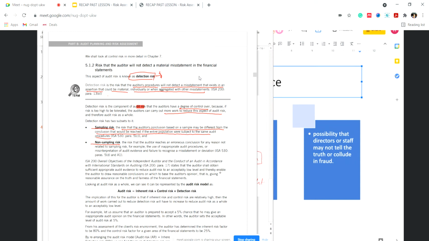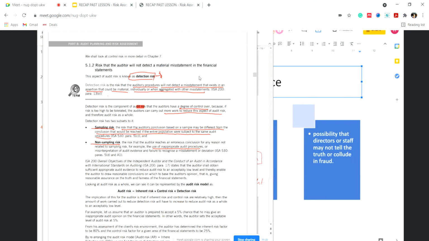So, non-sampling risk is the risk that the auditor reaches an erroneous conclusion for any reason not related to sampling risk. For example, the use of inappropriate audit procedure or misinterpretation of audit evidence.